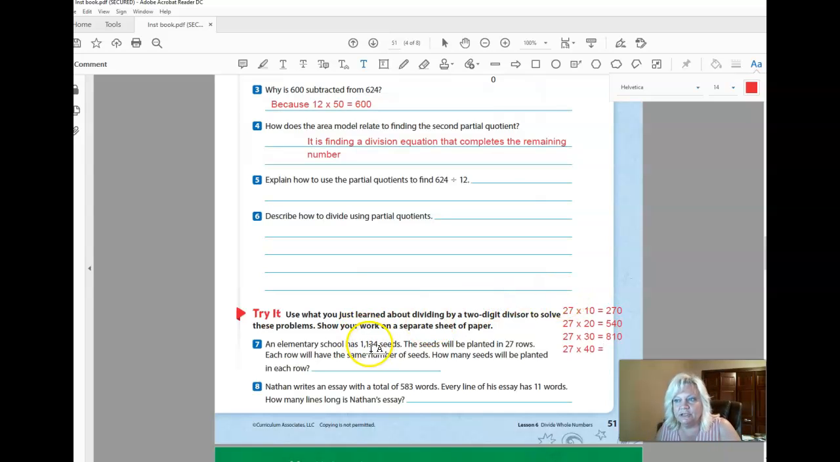Because I haven't reached this high number, this 1,134, and I want to get into that range so I know where to start. So you could actually use a calculator on this part right here, but it needs to be written out, showing your work. Okay, and then you're going to do the same thing with that one. I hope this helps you a little bit.